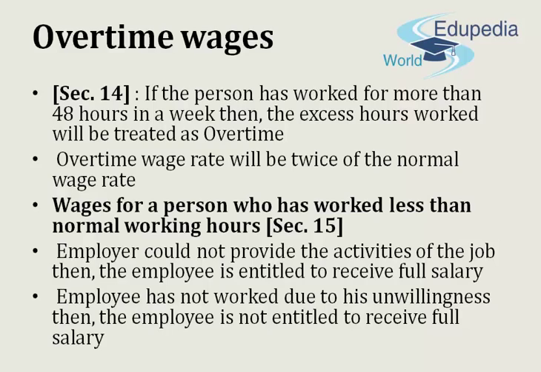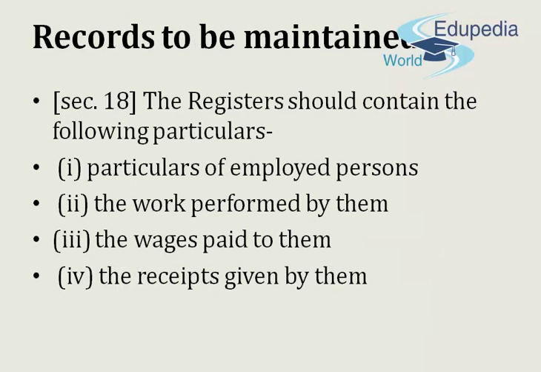Wages for a person who has worked less than normal working hours are explained in Section 15. It says, if an employer could not provide the activities of the job, then the employee is entitled to receive full salary. If the employee has not worked due to his unwillingness, then the employee is not entitled to receive full salary.